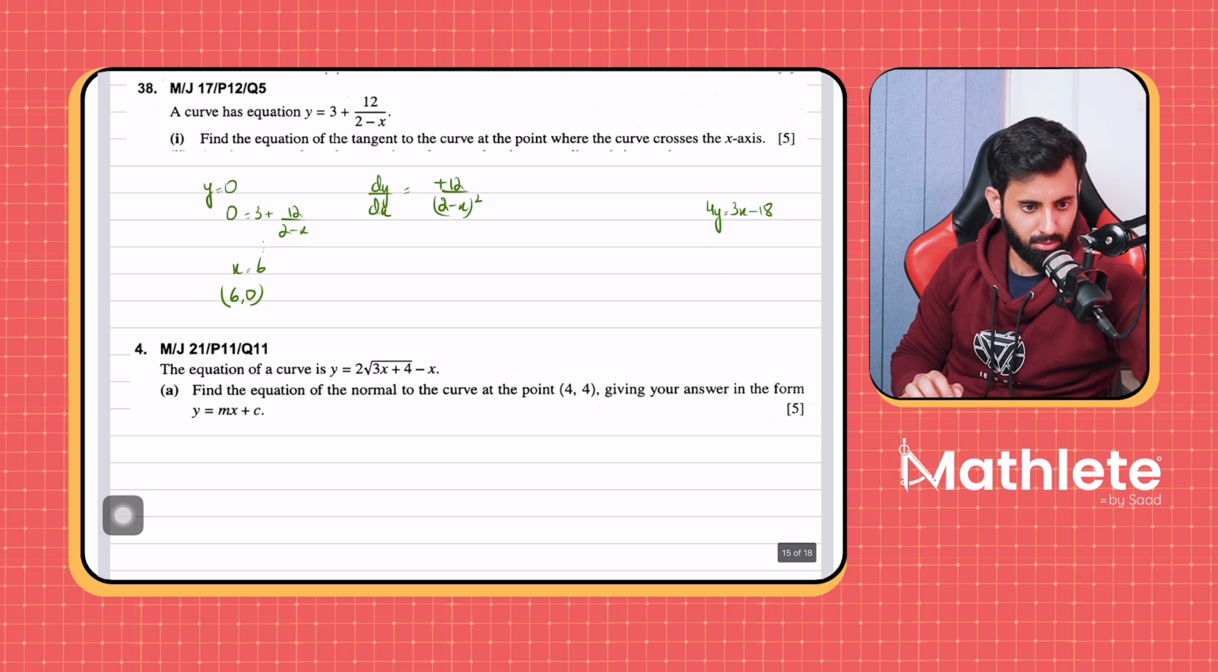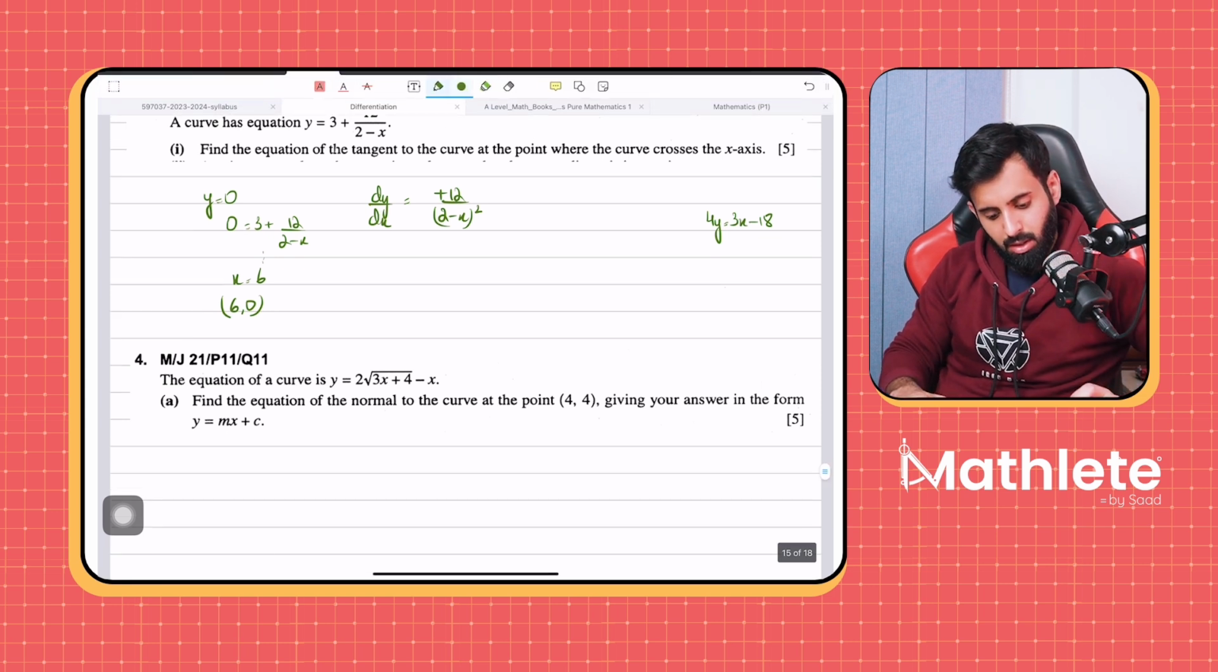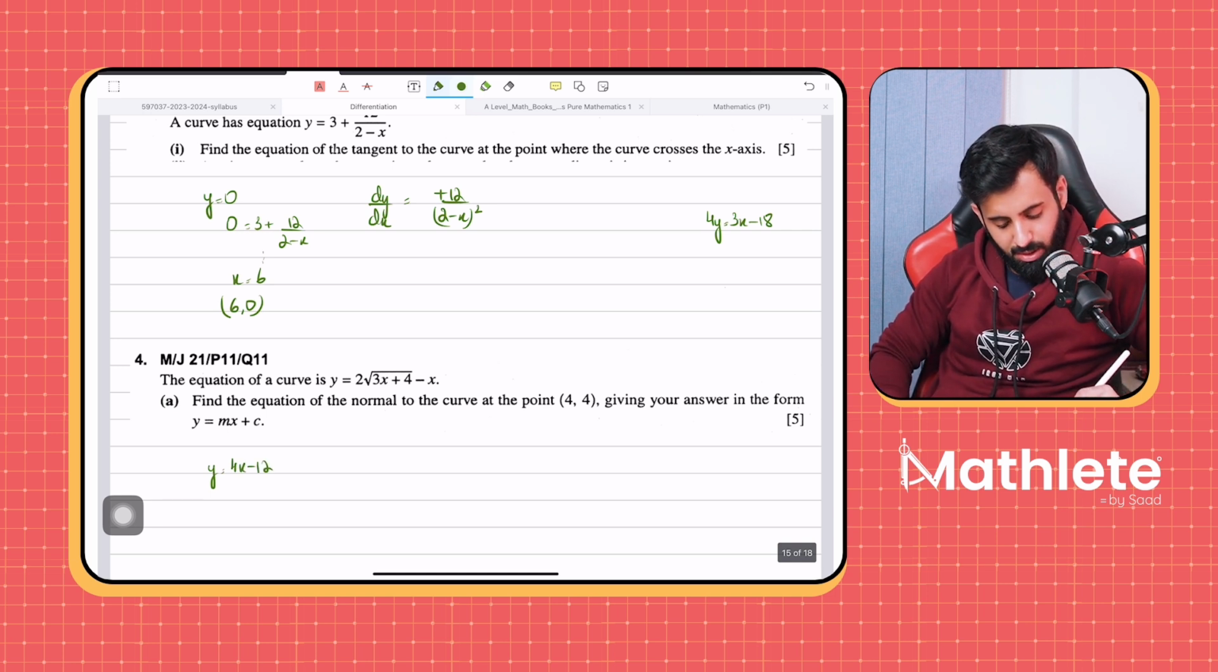It's y equals 4x minus 12. Y equals 4x minus 12 is the correct answer. So again, I hope everyone is getting the correct answer. Y equals 4x minus 12. I'm not going to solve the entire question, I'll just do bits and pieces of it.